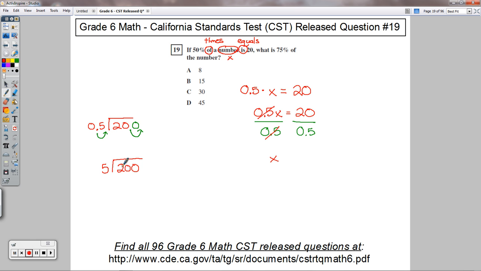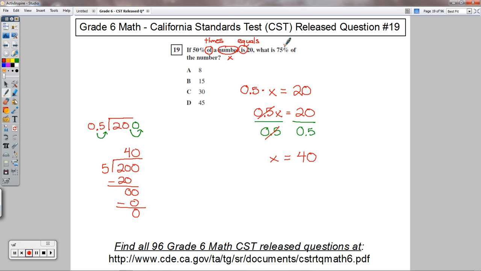5 goes into 2 0 times, but it goes into 20 4 times. And it looks like I won't have anything left over, so I'd put a 0 after that. So that means that 40 is what this equals. 20 divided by 0.5 is 40. And that should make sense if we go back to the original problem. 50% of 40 is 20.